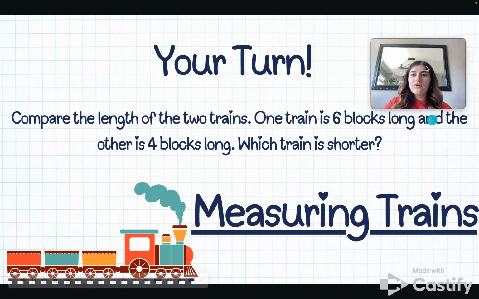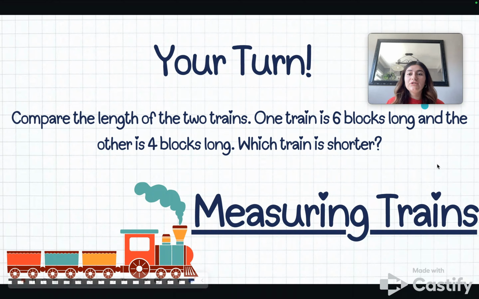Okay, next, we're going to look at this question of a train, and we're going to compare the lengths of 2 trains. So one train is 6 blocks long, and the other is 4 blocks long. And we're going to answer the question, which train is shorter? So I'm going to pull up my little tool.